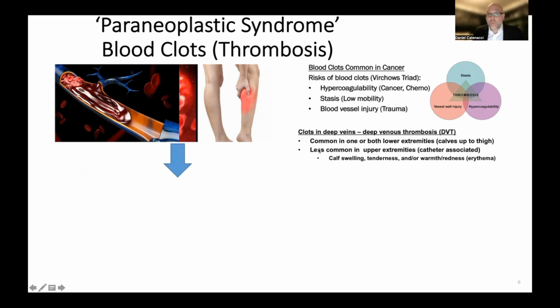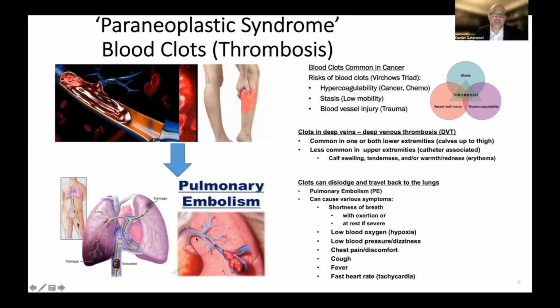The reason why we worry about blood clots in the lower extremities, or any DVT, in addition to the local symptoms that they can cause, which are not pleasant, and of course we would like to alleviate, is because pieces of that blood clot can dislodge from the lower extremity, travel up through the venous system back into the heart, and get lodged into the areas in the lung, causing problems locally there. So this is called, of course, a pulmonary embolism.